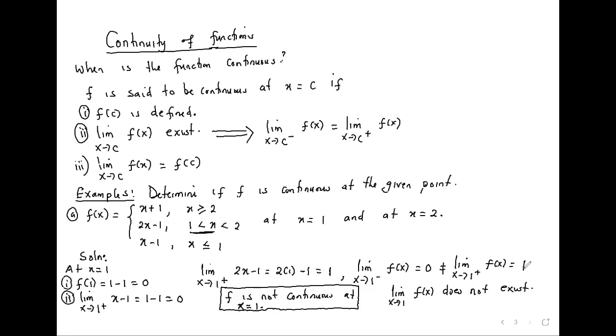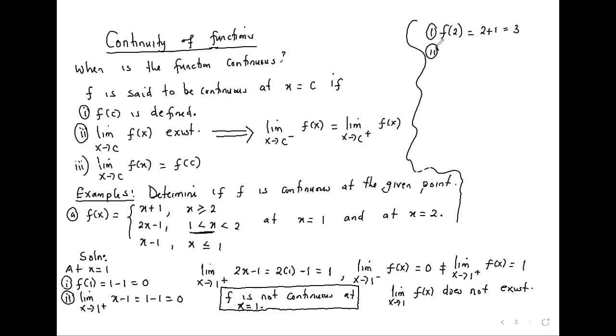What about at x is equal to 2? So I will check from here. The first thing we do is to check f of 2. Again, we look for a function which includes 2. So we have a function here where x is greater or equal to 2, so we will have 2 plus 1, which is equal to 3.